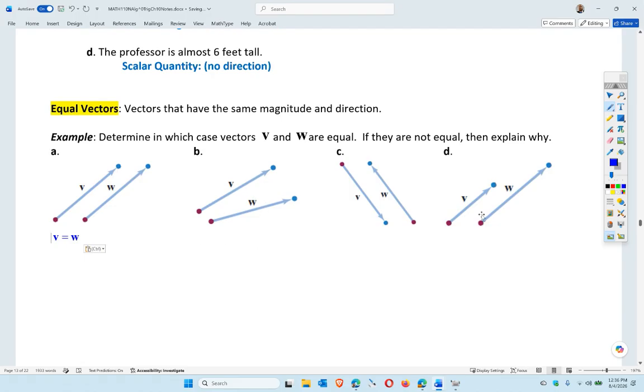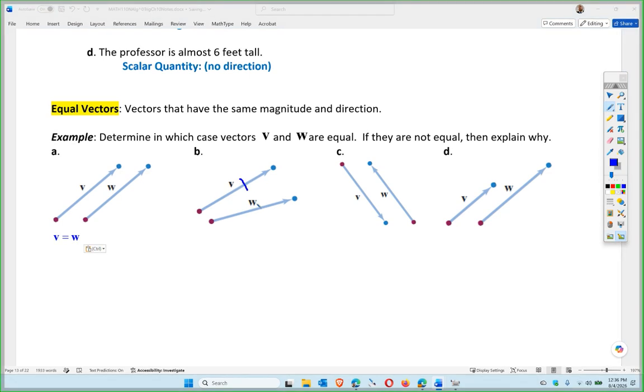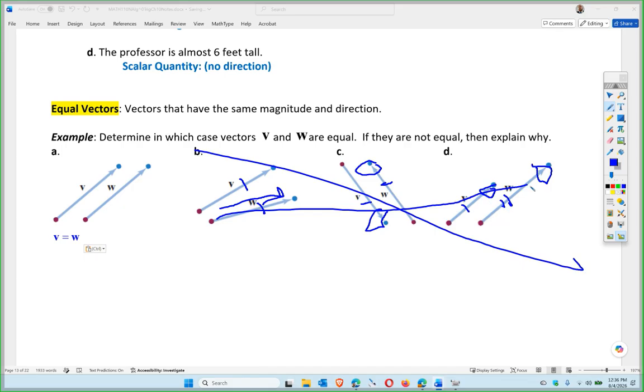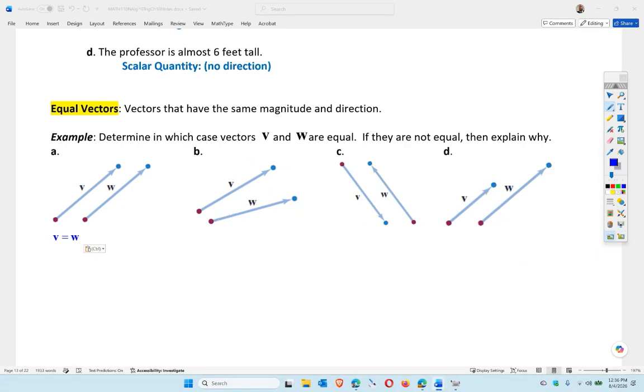If I look at these, they have the same length, but these are clearly different directions, because this one's going in a different direction. These ones have the same length, but they're going in opposite directions, so that's not good. And these ones are going the same direction, but they are not the same length. So none of these are equal vectors, for different reasons. The first one has the same length but different directions; this one's going up and down, slightly different.